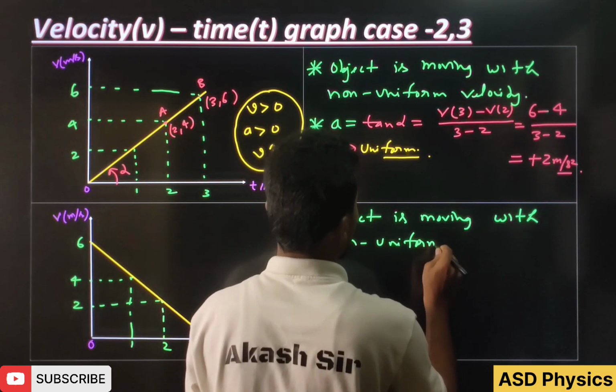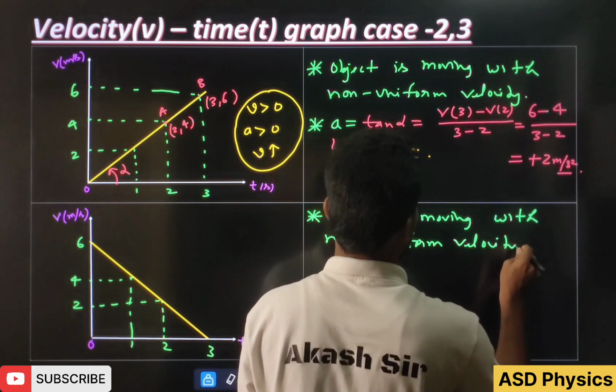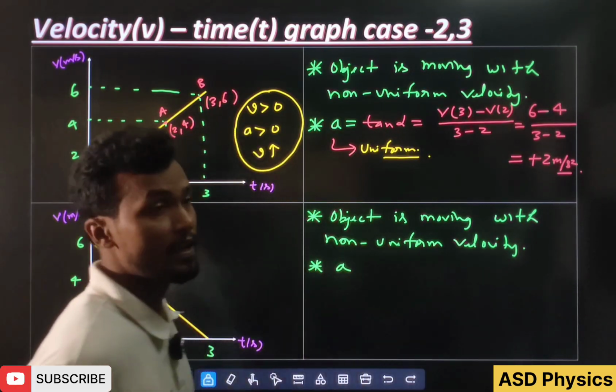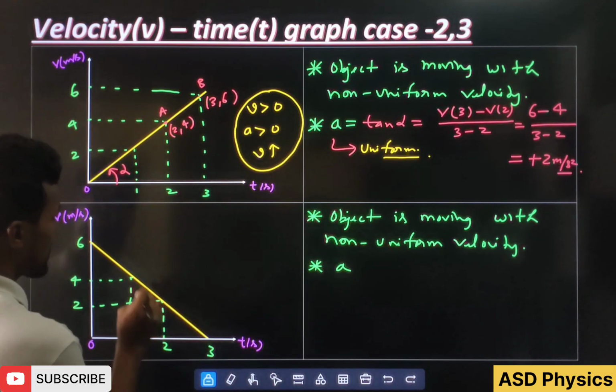Okay, non-uniform velocity, non-uniform velocity. Okay, and next one, if we talk about the acceleration, so see here again I have taken some points.